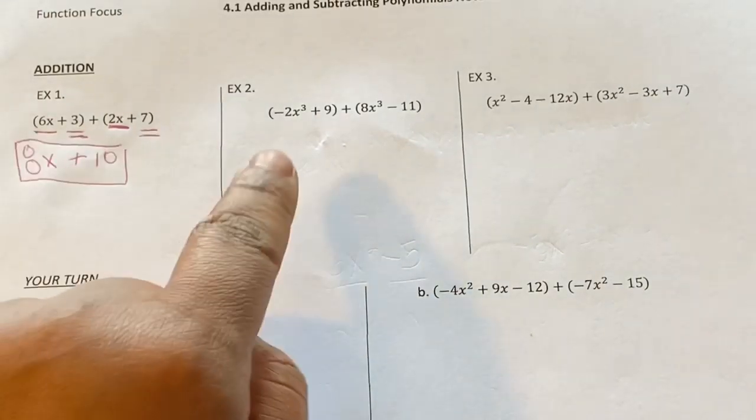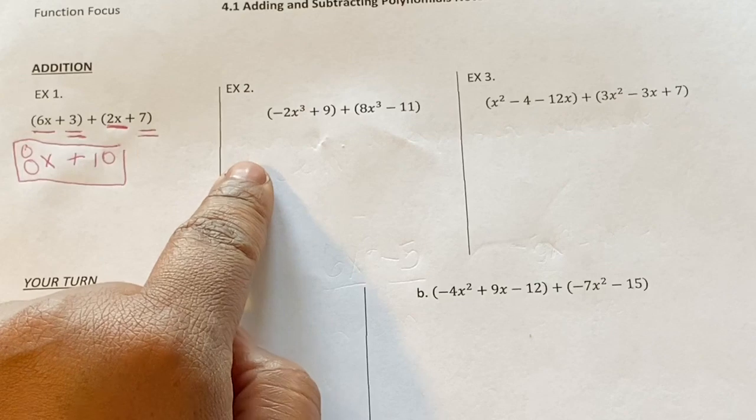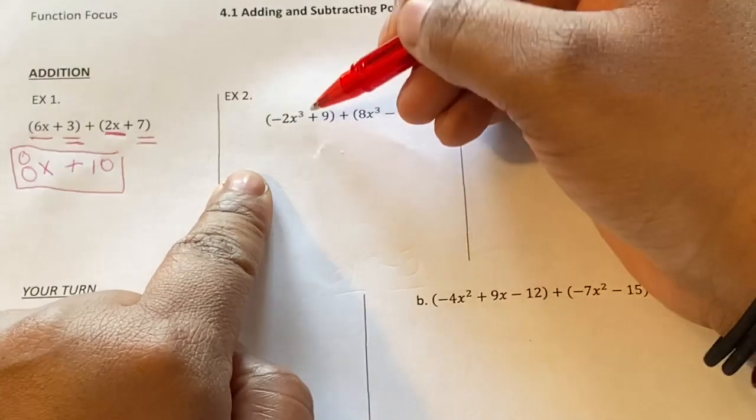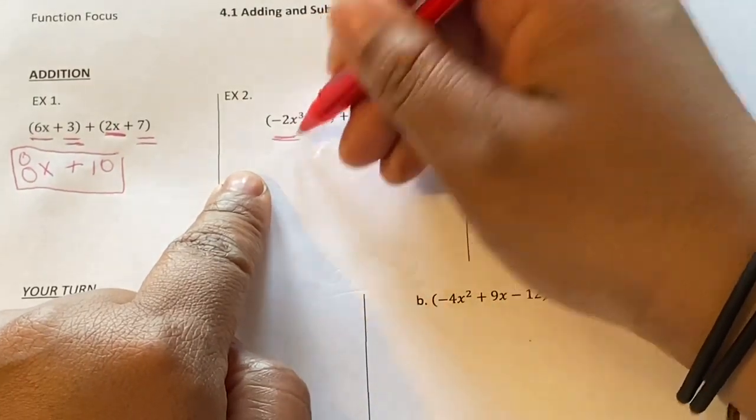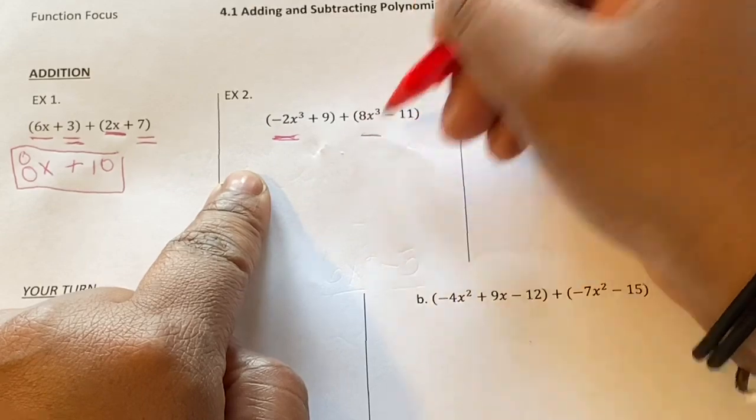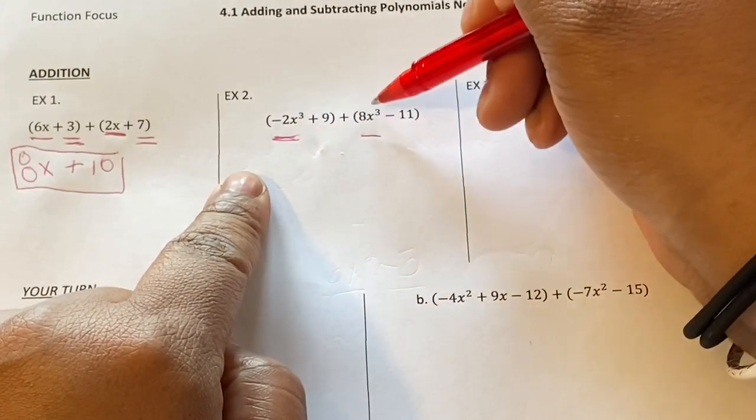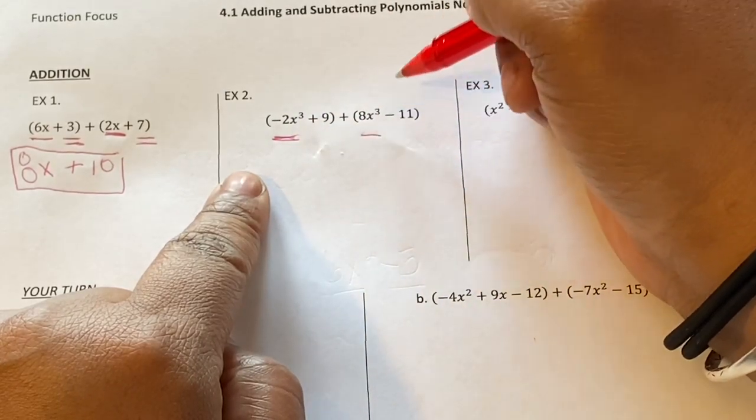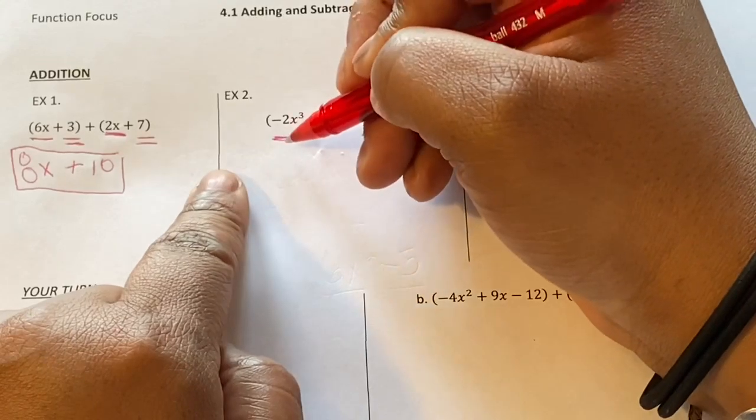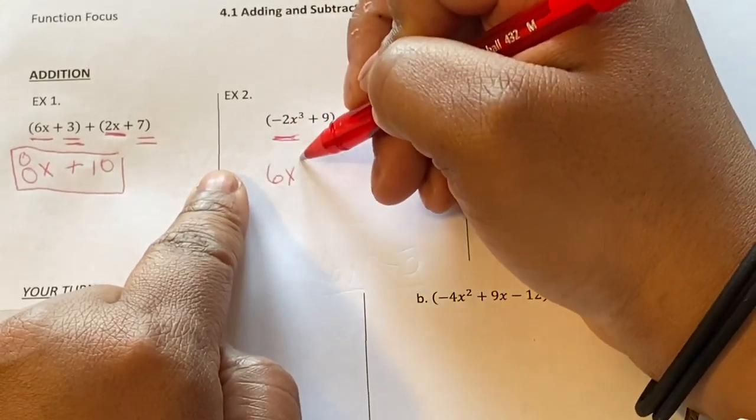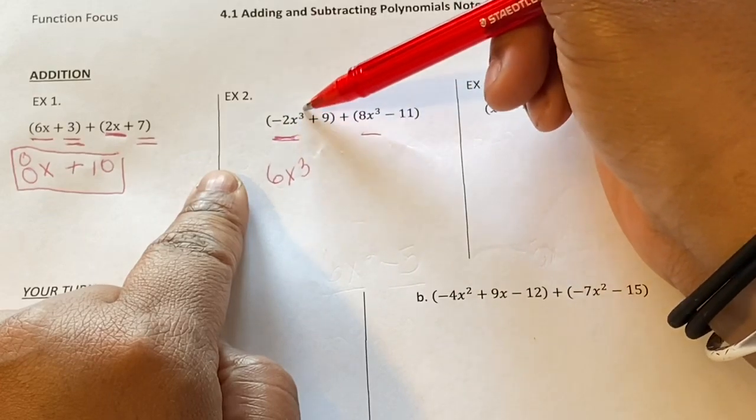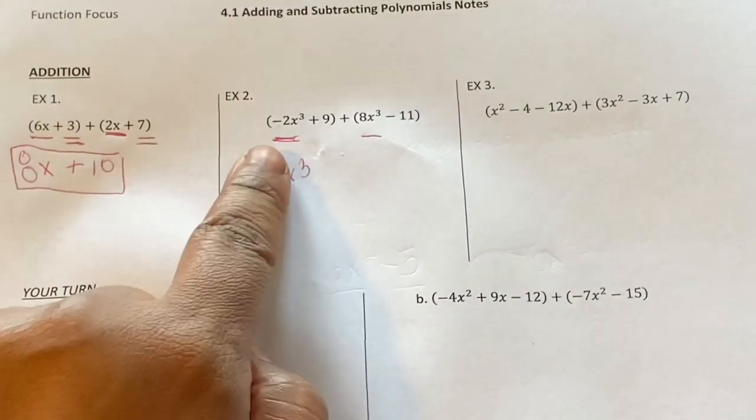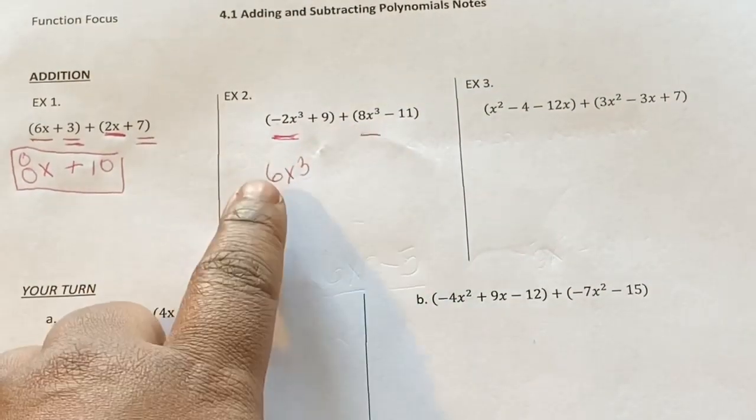Example number 2. Again, we're going to combine our like terms. This negative 2x to the third power, or 2x cubed, is just like 8x cubed. They both have the same degree. Therefore, negative 2x cubed plus 8x cubed is going to be 6x cubed, because negative 2 plus 8 is 6. You can also put this in your calculator. Put negative 2 plus 8 in your calculator, and you're going to get out 6.